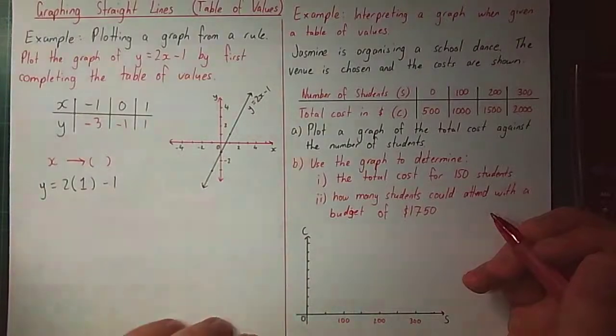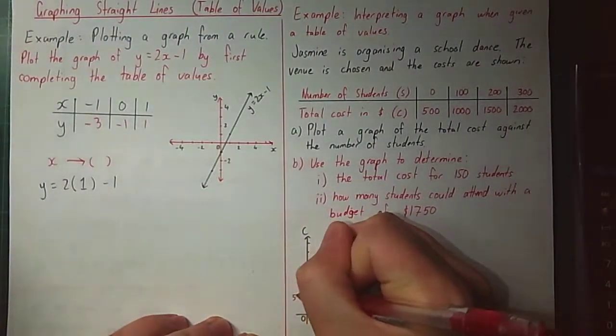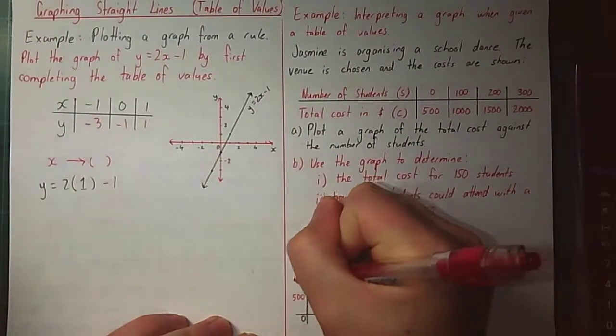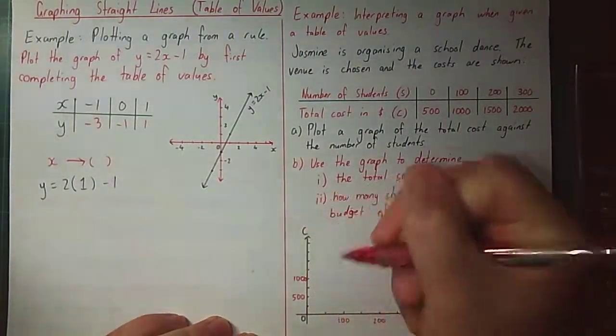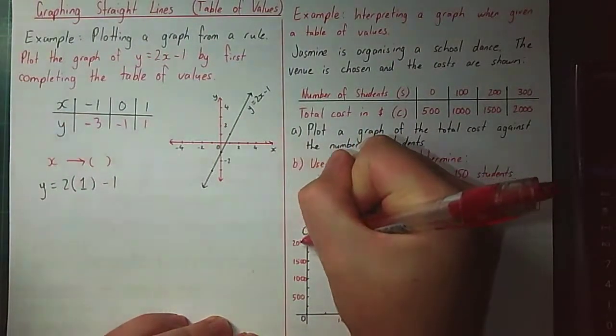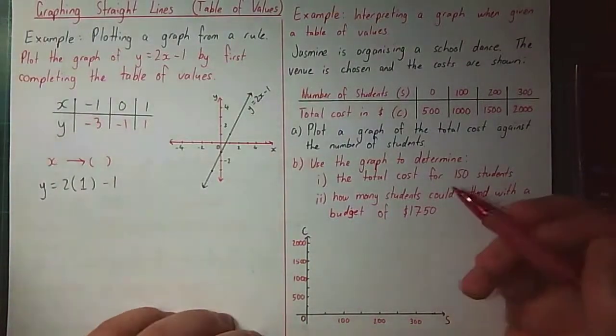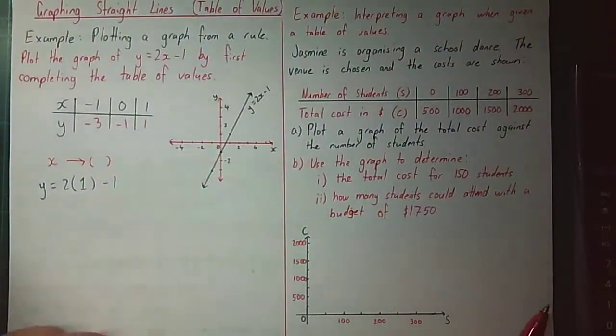Now on this side, I'm going to do the same thing. I'm going to put down $500 here, skip one, $1,000, skip one, 1,500, and then 2,000. It's a good idea to do this in pencil, just in case you make a mistake. I did it in pen just so it's easy to see. Okay, but try and use pencil if you can.